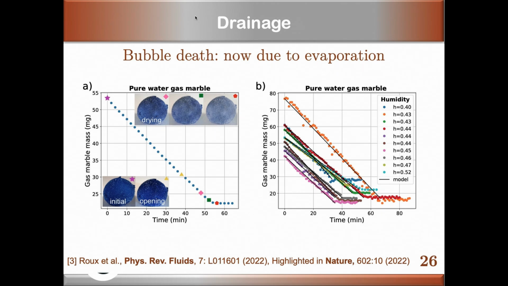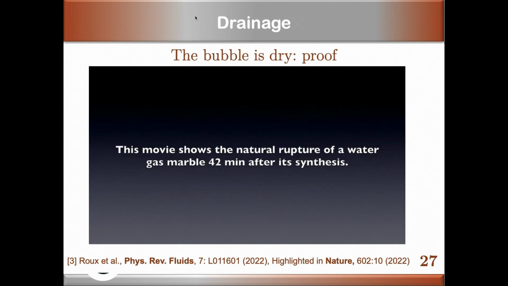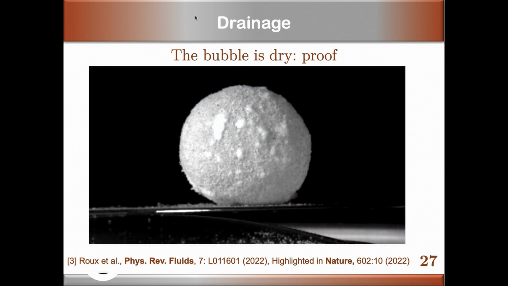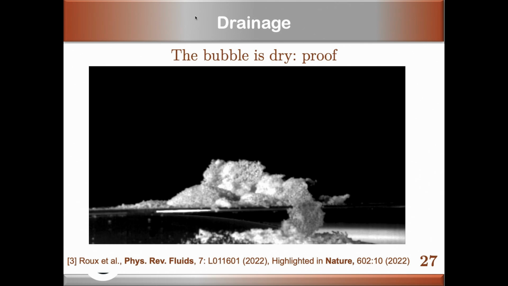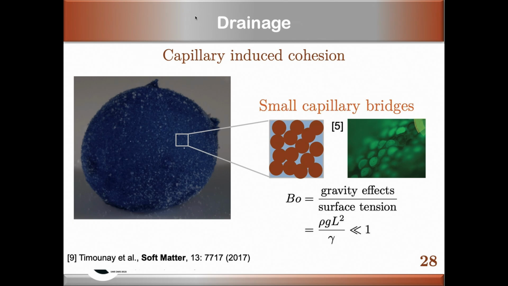Of course, we did a lot of experiments, with many different ambient humidities. And in all these cases, you see that the mass is decreasing. Of course, it depends on the humidity, and also on the initial content of liquid in your bubble. But eventually, in all cases, your bubble will die. A proof that it's dry is that if you wait for some time, you will see that the bubble will collapse like a sand pile. So it means that there is no more liquid bridge between your particles.